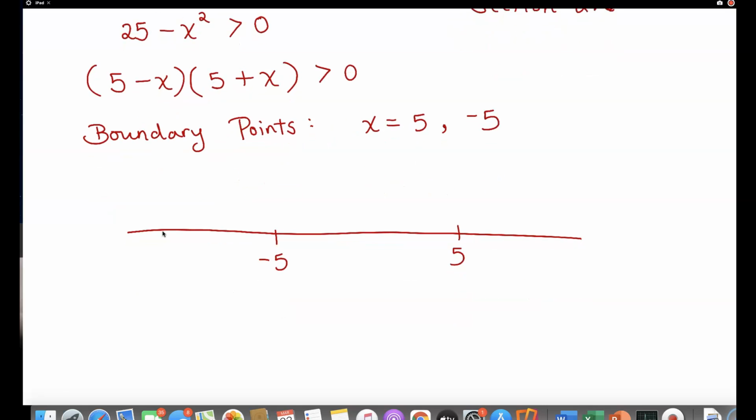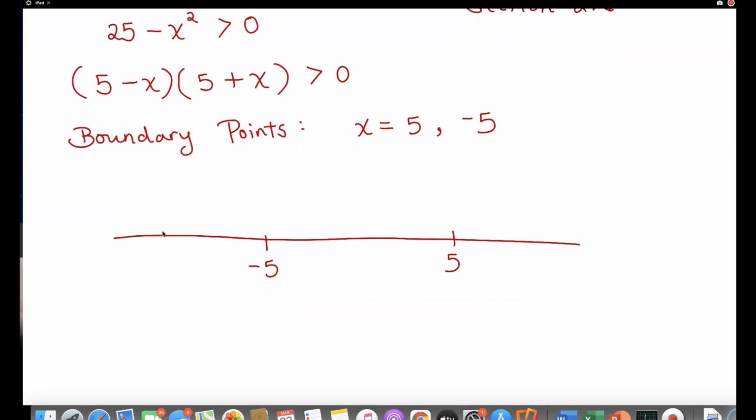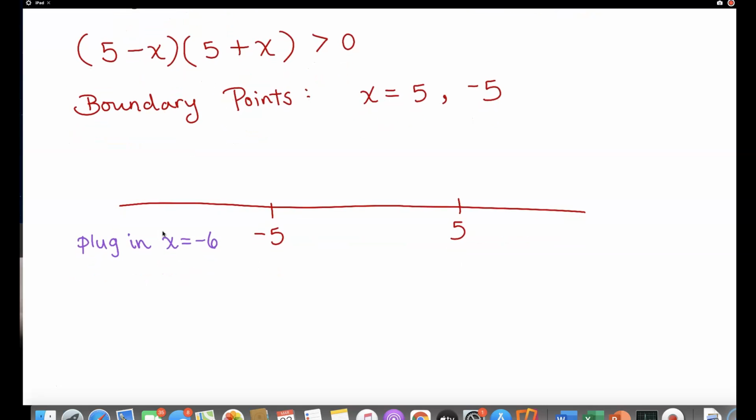I will plug in x equals negative 6 because that's smaller than negative 5. If I plug in negative 6, I will get 5 minus negative 6 times 5 plus negative 6. That is 11, right? 11 times negative 1.